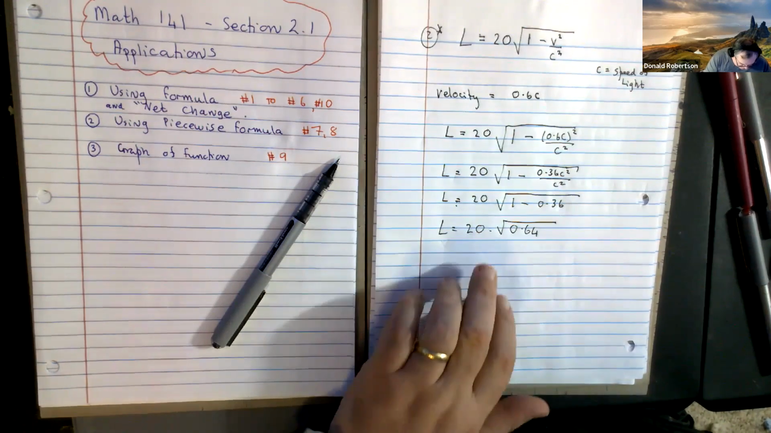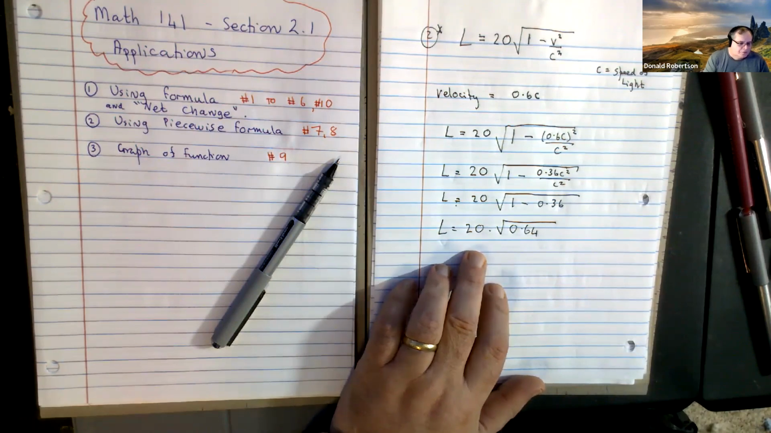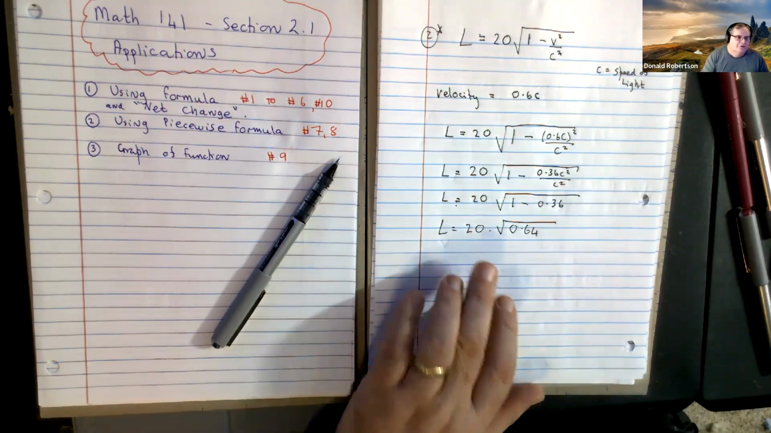And I have 20 times the square root of 0.64. And a rather weird thing happens.